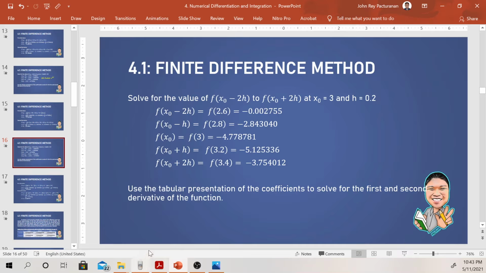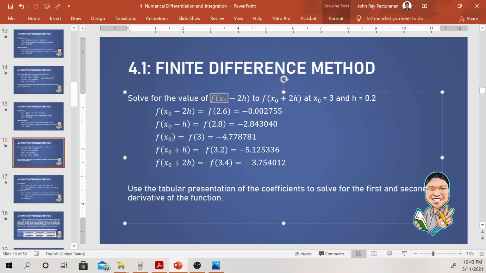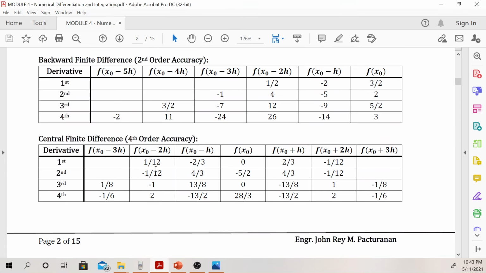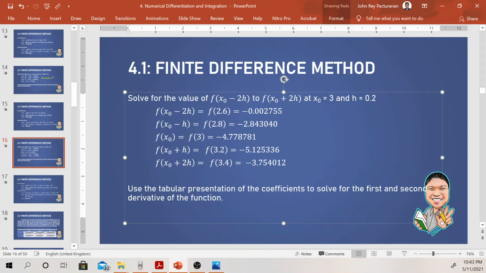This time, balikan natin tong table. Bakit f ng x sub o minus 2h hanggang f ng x sub o plus 2h yung gagamitin pagdating sa central? Kasi 'di ba, ito yung table ng central. First and second derivatives ang concern natin. So, simula dito hanggang dito. Lahat yan, no? Itong first and second derivative, no? So, that's very clear. Ngayon, pwede mo ulit gamitin kasi from f of x sub o minus 2h to f of x sub o plus 2h, from 2.6 to 3.4.